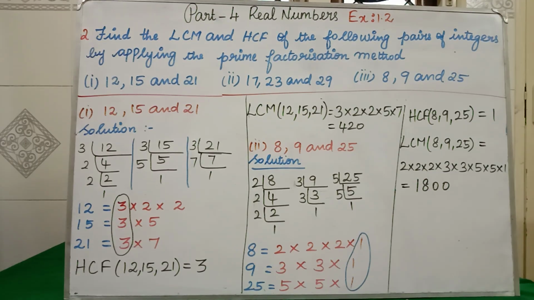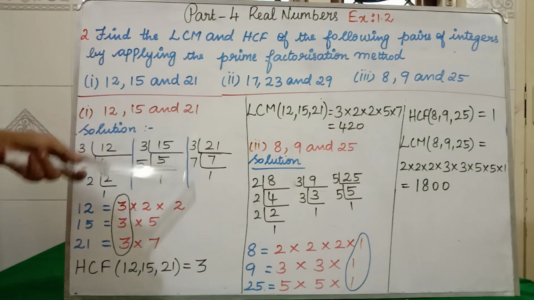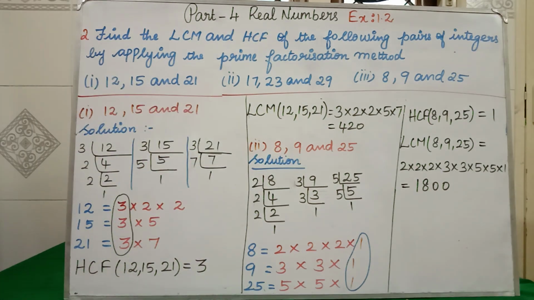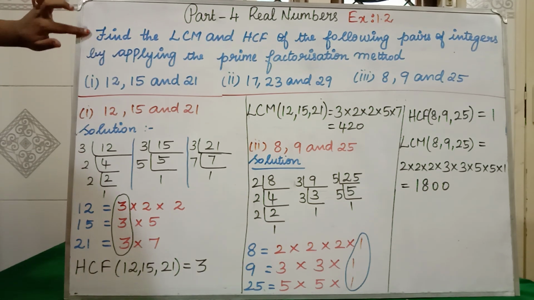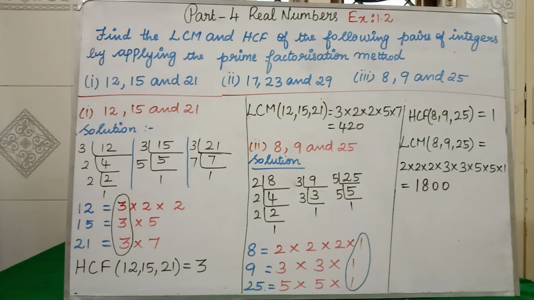Okay, in this question, we are going to find the LCM and HCF of the following pairs of integers by applying the prime factorization method. Prime factorization method means you have to get only prime numbers. If you see the first question, you have two numbers. Sorry, this is the third question. This is not your second question. This is your third question.